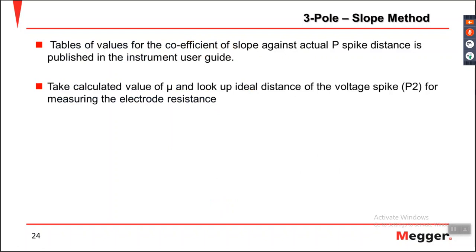Okay, and the table that I said, the table of values for the coefficient of slope, the actual potential probe position, is published in the instrument user guide. If Megger, usually Megger will give this table for every ground tester equipment that uses the pole method. Otherwise, if you buy the clamp-on method, you will not get this instruction. Take the calculated value of the coefficient and look up the ideal distance of the voltage spike or probe for measuring the electrode resistance.